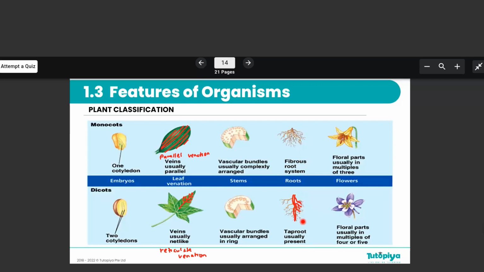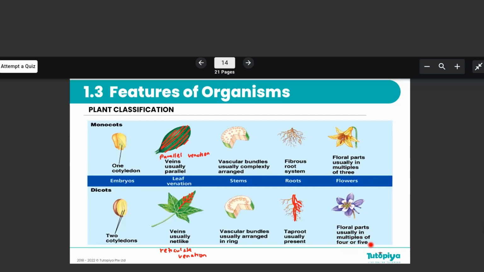And this brings us to the final difference we need to understand between the monocots and the dicots. So let's read through this. The floral parts usually exist in multiples of 3 in monocots, whereas in dicots, the floral parts usually exist in multiples of 4 or 5. So what exactly does this mean?